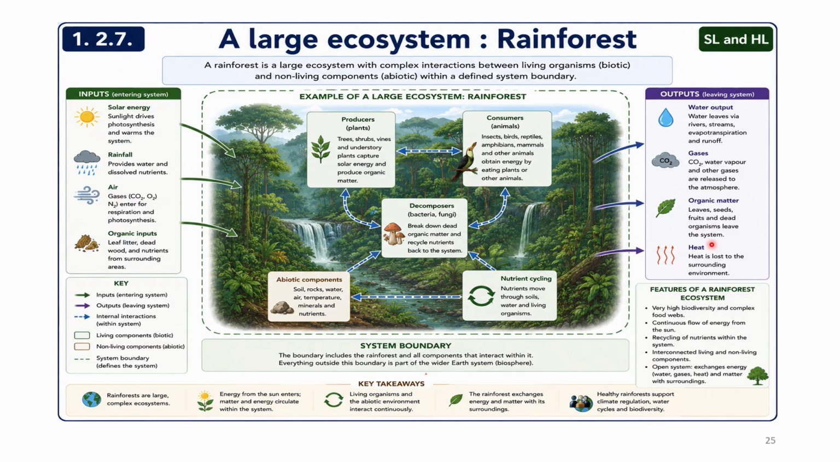For example, tropical rainforests play a major role in the global carbon cycle by absorbing atmospheric carbon dioxide and storing carbon in biomass. This demonstrates that rainforests are highly interconnected systems where energy flows, matter cycles, and interactions between living and non-living components maintain biodiversity, climate regulation, and ecosystem stability.